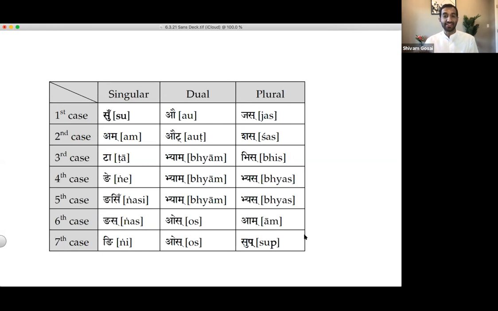What we're going to do is chant this every class so that this becomes part of our memory. So you can repeat after me.